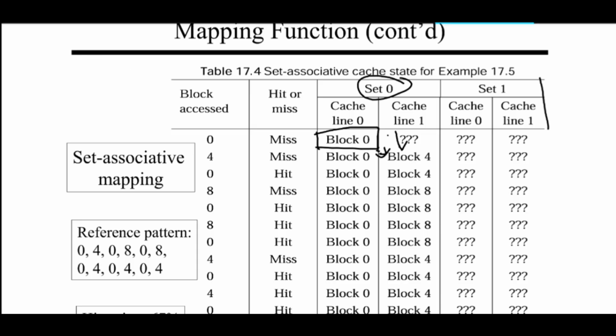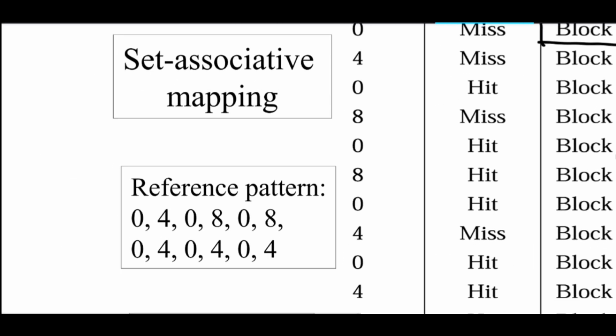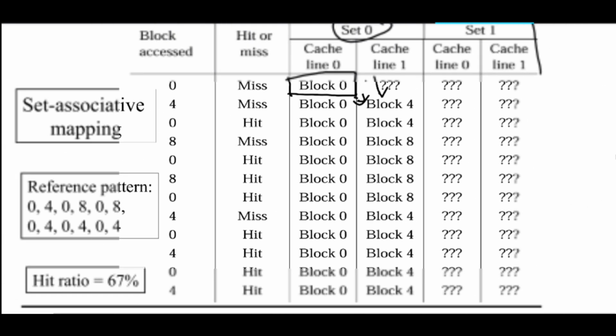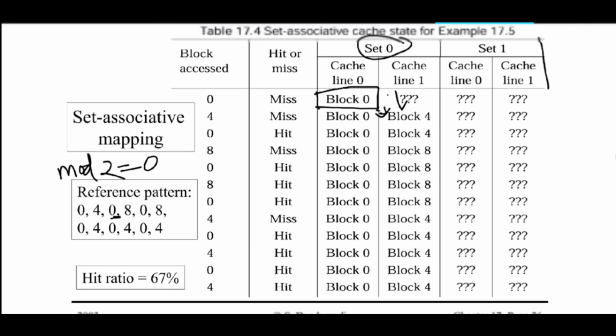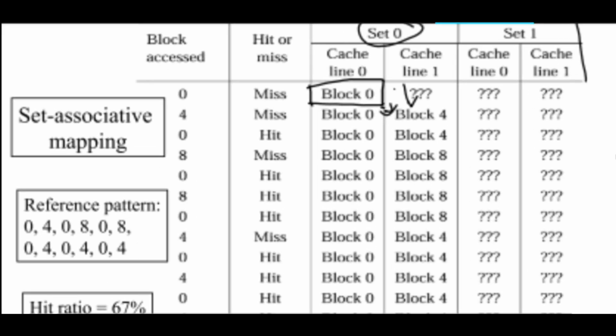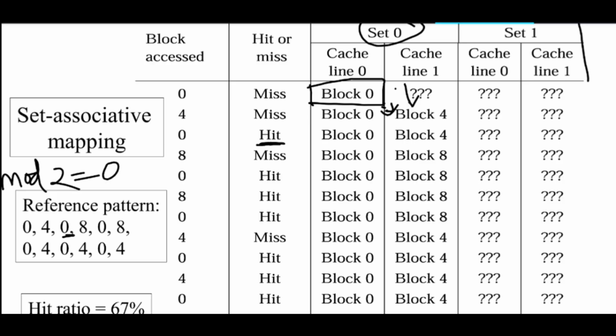Then in the third reference there is 0. 0 mod 2 is again 0, so it will search in set 0, and there is a hit. Block 0 is available, so it is a hit.